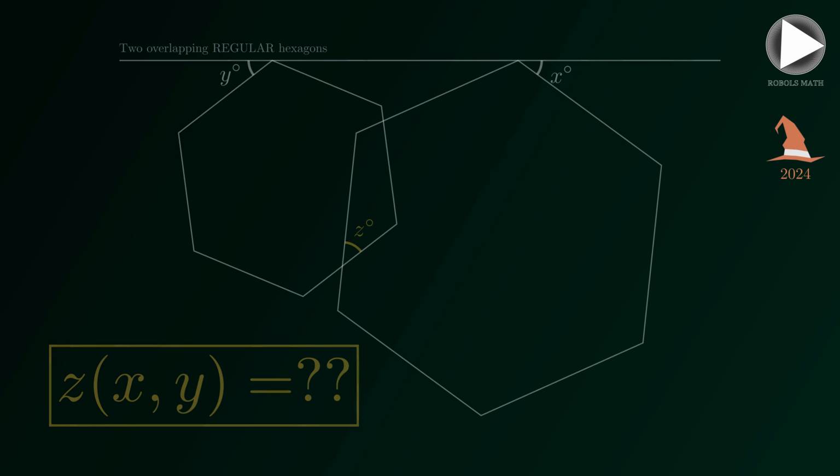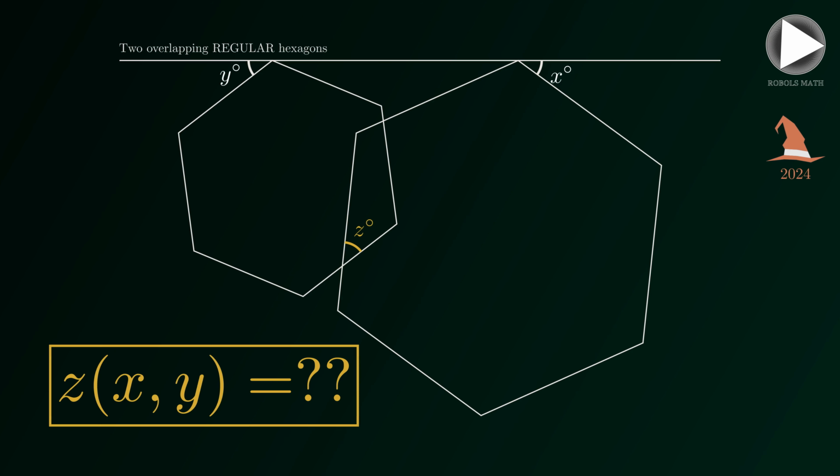Overlapping regular hexagons are drawn such that their intersection forms a quadrilateral. A line passes through a vertex of each hexagon so that angles x, y, and z are formed as shown. Find the measure of z in terms of x and y in degrees.